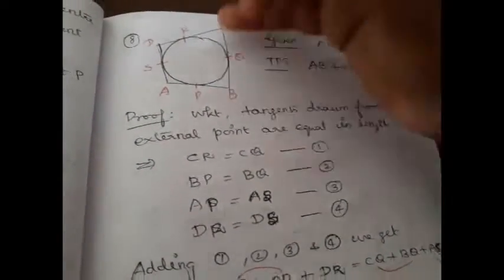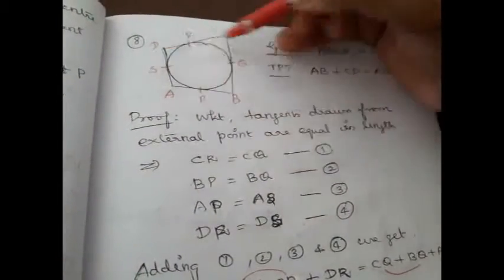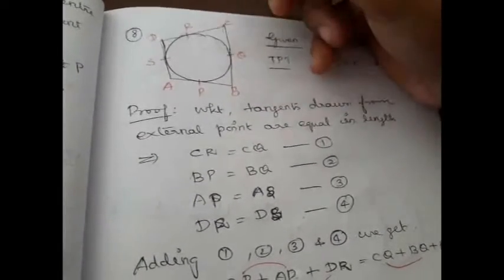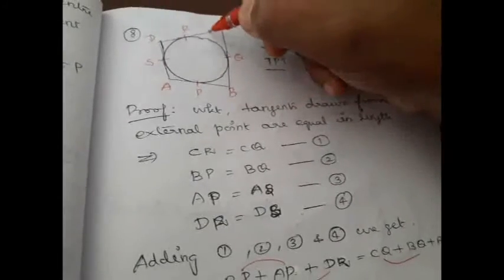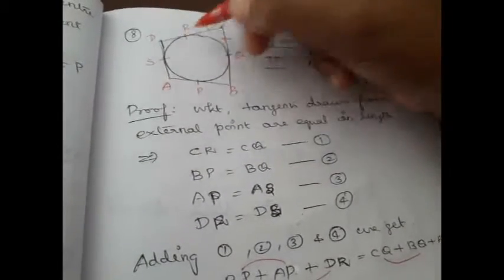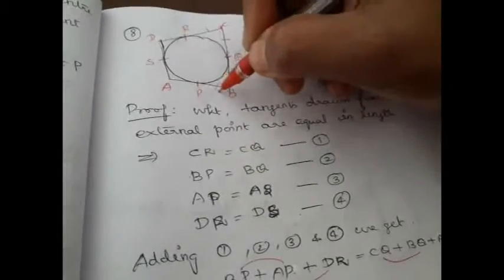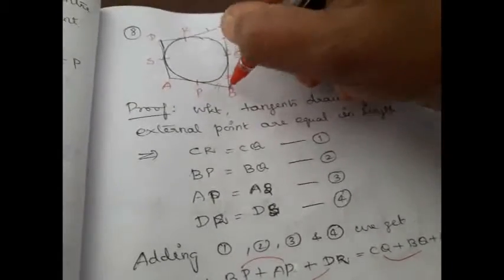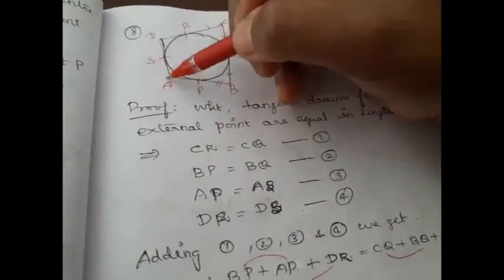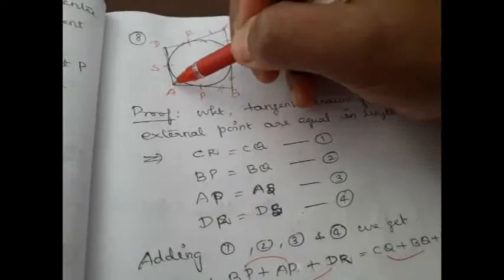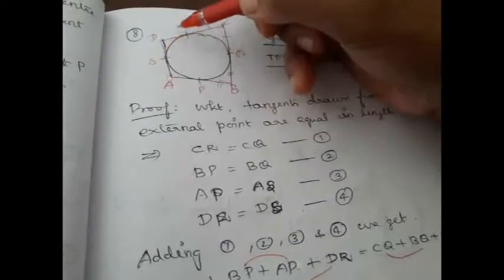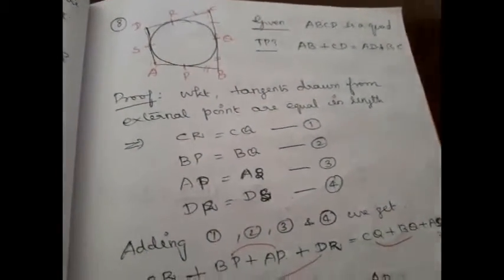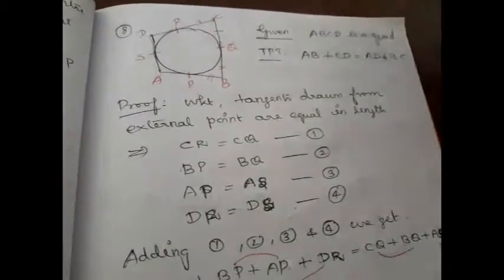So what do you know about the tangents? Now we need to prove this is equal to this. But before that, what do we know about the tangents drawn from an external point? They will be equal in length. Therefore, CR will be equal to CQ. Similarly, PB will be equal to BQ because these two are tangents drawn from the external point B. Similarly, AS is equal to AP because those are drawn from the external point A. DS will be equal to DP since they are drawn from the external point D. Right? So from this we can easily arrive at our conclusion.